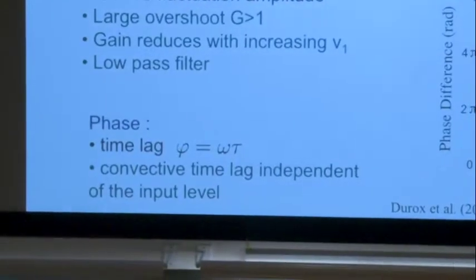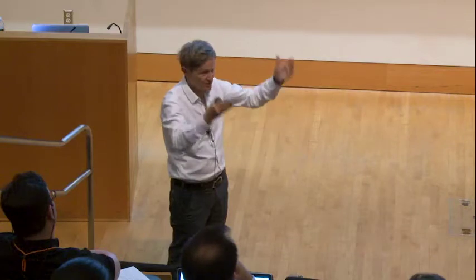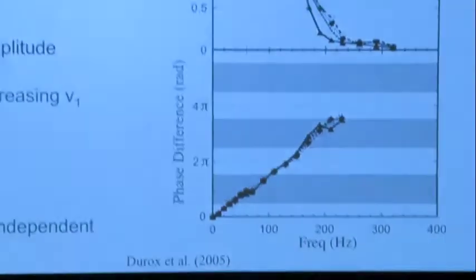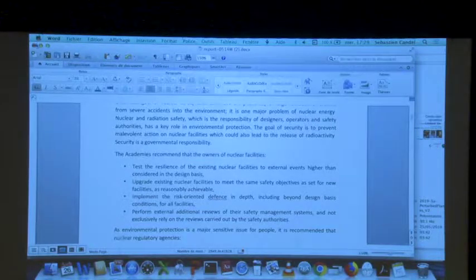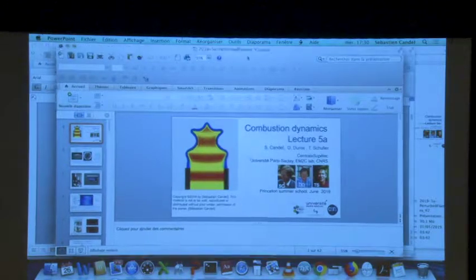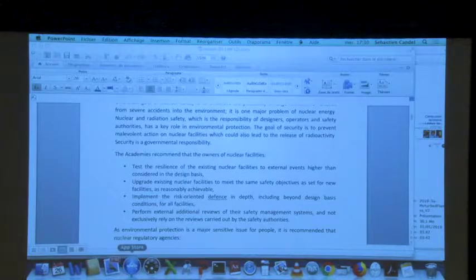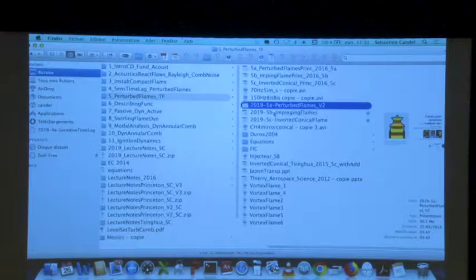We have something which looks very much like a time lag. The time lag is essentially based on the time it takes for the vortex to get to the flame and interact. And of course, this time lag is very important because this will tell you the regions of instability. All right, so that was the end of this set of slides. So let's now look at some of these in more detail and perhaps more theoretically. So let's take the first case, this one.